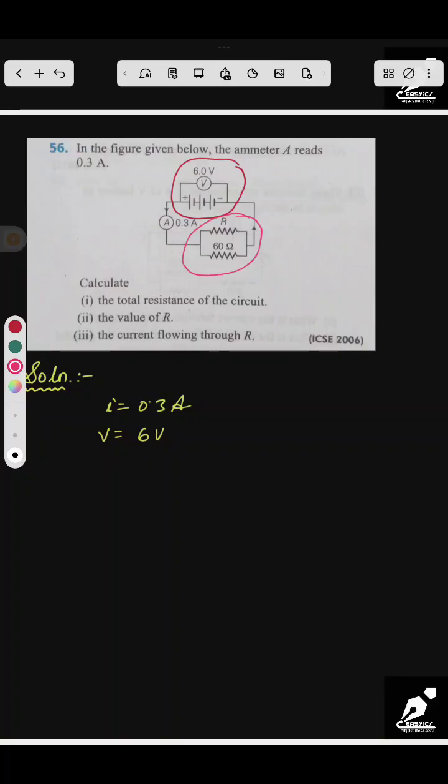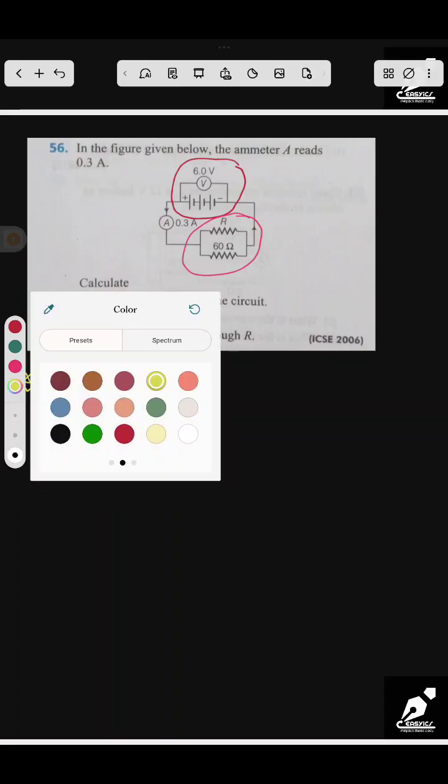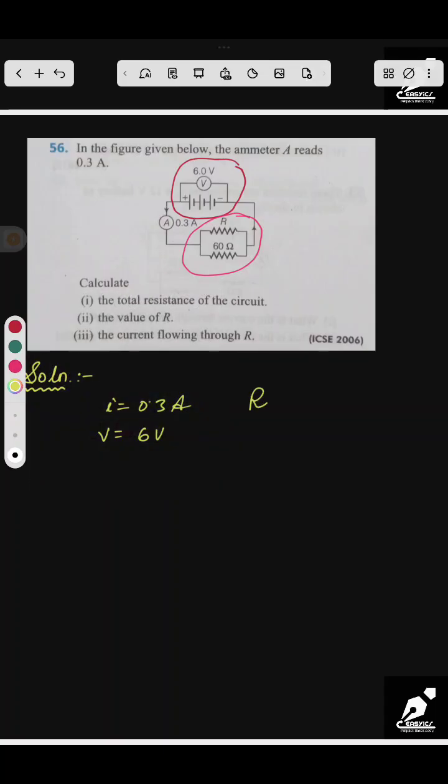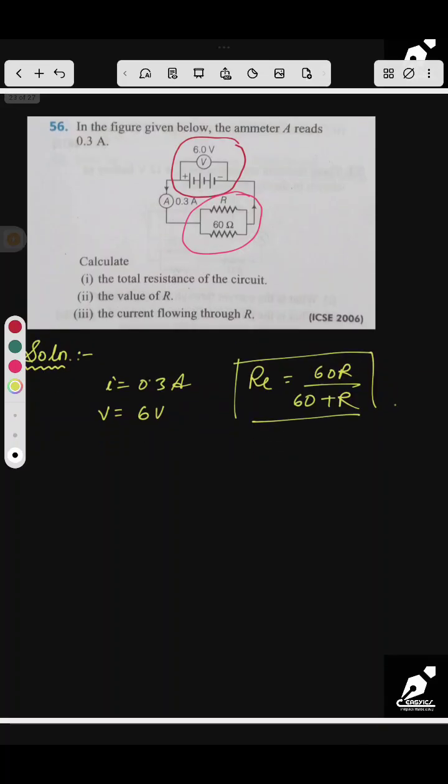The combination of resistance R and 60 in parallel, the equivalent will be 60 into R by 60 plus R, because 60 and R are in parallel. That is the data we are given. So we are asked to find out the total resistance of the circuit, right? Okay.